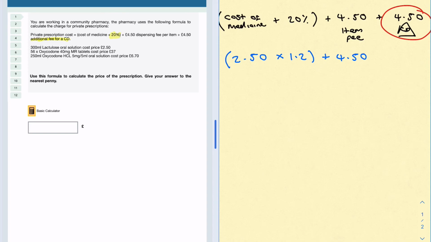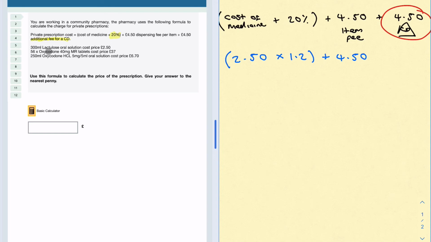Let's move on to our second one, which is oxycodone 40mg MR tablets. Now, this question is really quite straightforward because what they've done here is they've told us that it's 56 at a cost price of this, 300 mils at a cost price of £2.50. If the question had told us that lactulose cost, let's say £4 for 500 mil, and we've supplied 300 mil, then obviously you may need to calculate out the quantity of supply for that price. If oxycodone, let's say for example, came in a pack of 56 and we were only giving 28 out, you would have to calculate the supply. But in this scenario, it's pretty straightforward.